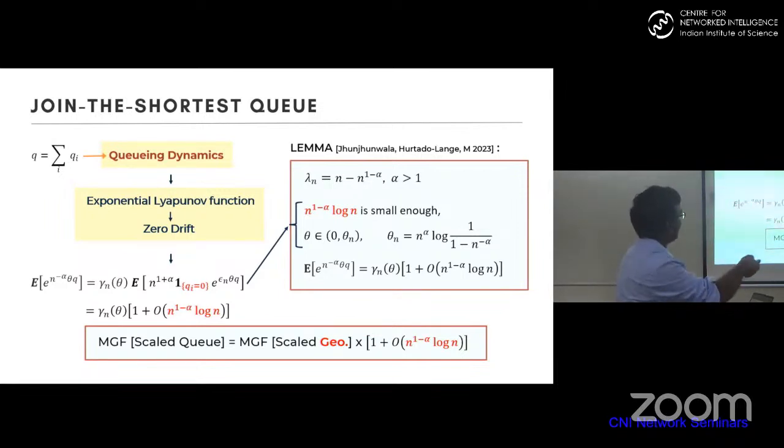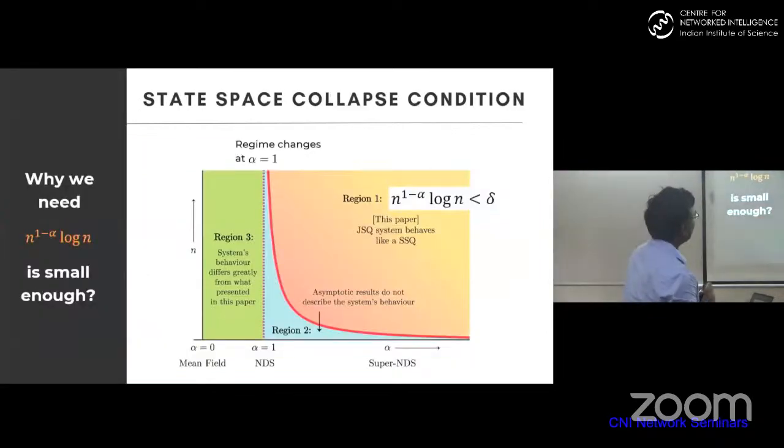I want to point out the two limitations of it. One is this guy. The second thing is the theta should be in an interval. Okay, and both of these are going to play a role. The first one is, why do we need this quantity to be small enough? This picture explains this. The x-axis is the alpha of the many-server heavy traffic. On the y-axis I'm taking n. So n is going to infinity along this line. At alpha equal to 1, there's a phase transition. So forget about this region, we can't even talk about it.